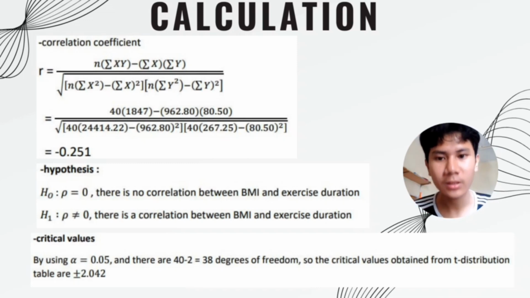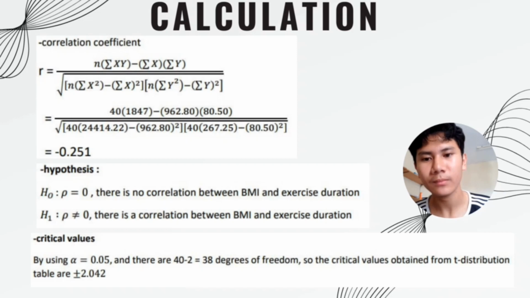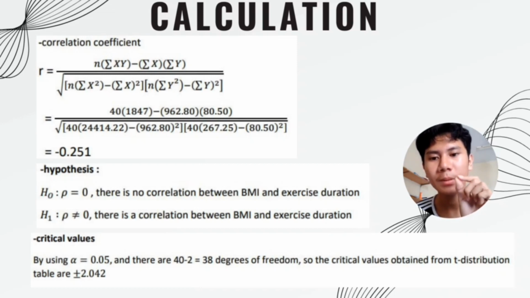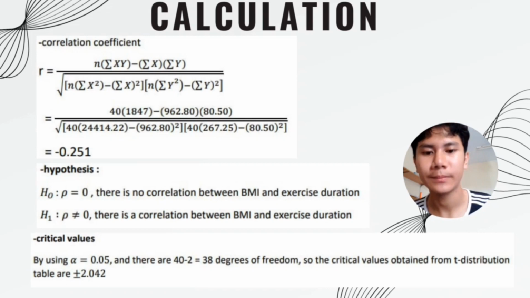After we find the correlation coefficient, the next step is to state the hypothesis. For H0, there is no correlation between BMI and exercise duration. For the alternative hypothesis, there is a correlation between BMI and exercise duration. Then we find the critical values by using the significance level of 0.05 and the degrees of freedom, which is 38. From the T distribution table, we obtain the critical values, which are between negative 2.042 and positive 2.042.